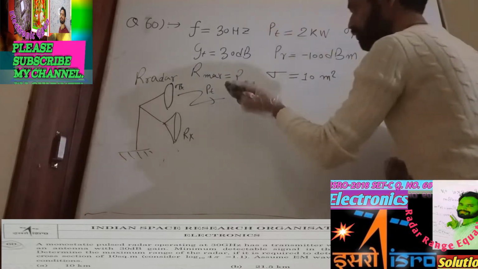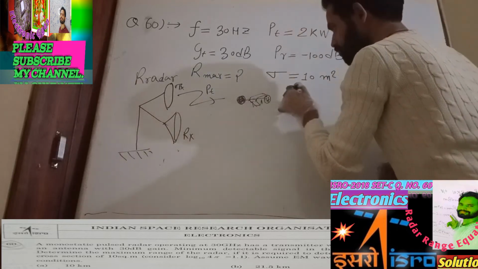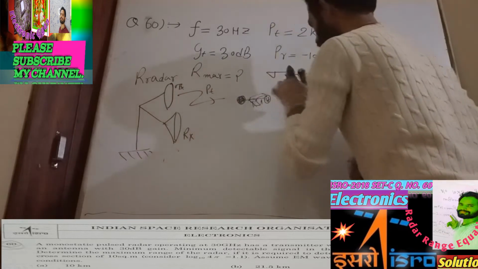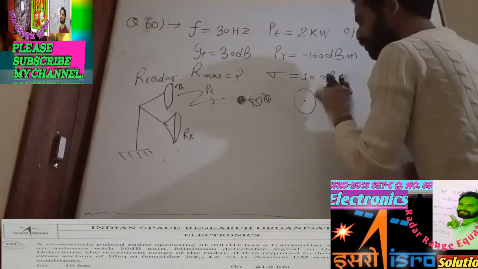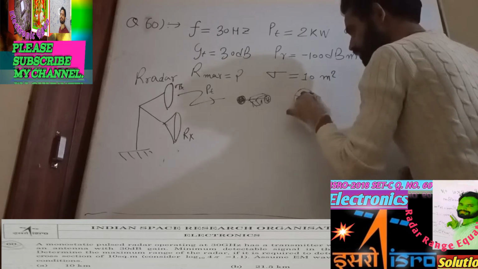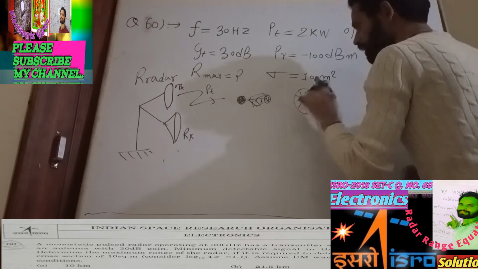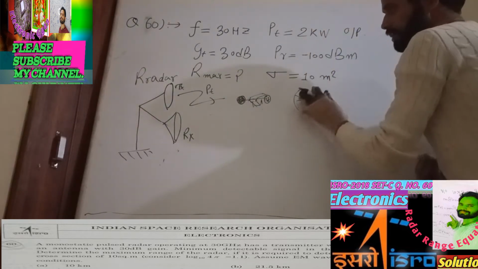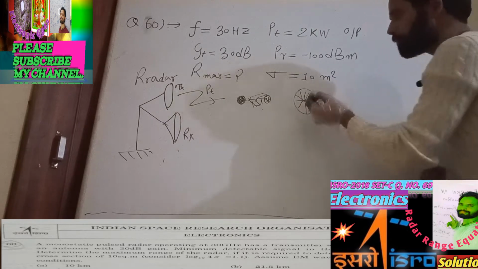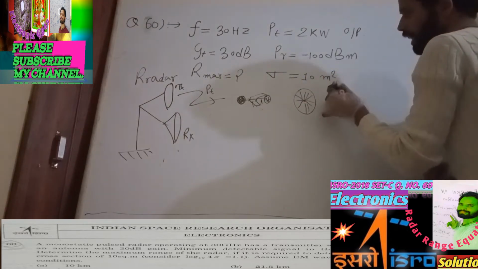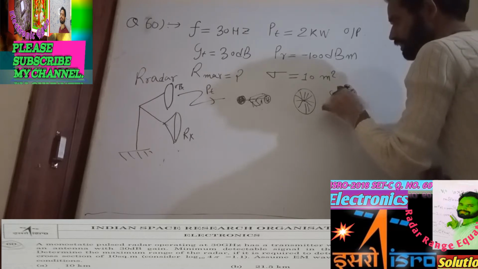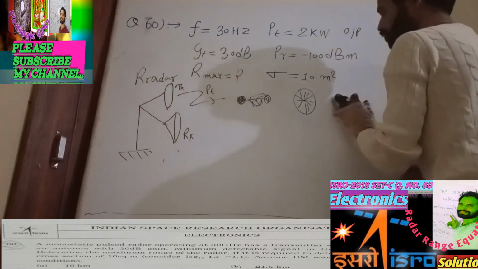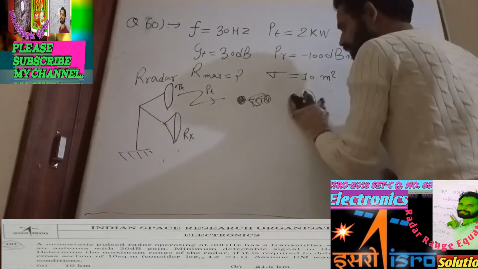Now let us assume that the antenna of this transmitter is an isotropic antenna, which radiates uniformly in all directions. As we know, the gain of an isotropic antenna is unity. But the gain here is given as 30 dB, so we cannot say it is a perfectly isotropic antenna.